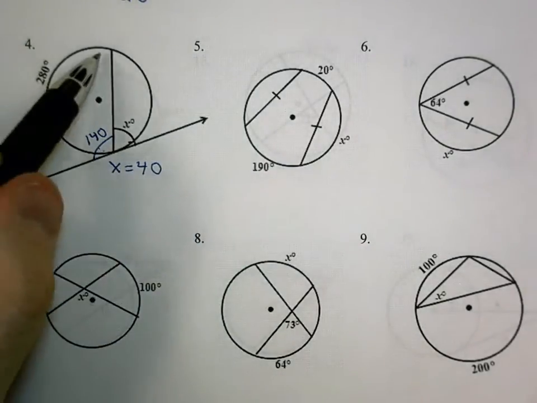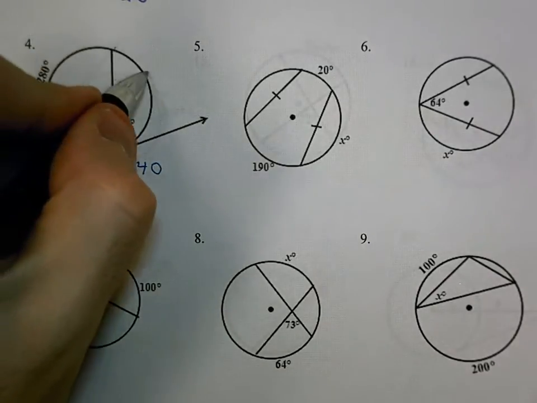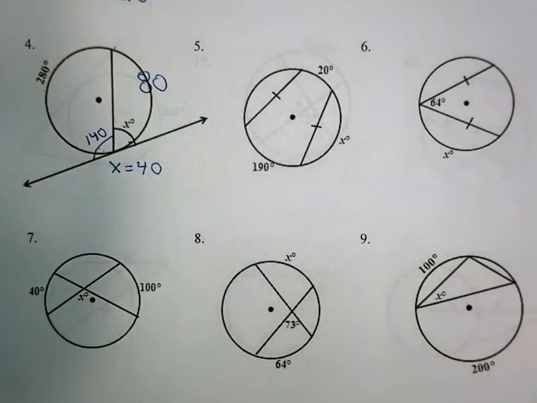Or I could have taken this 280, subtracted it from 360, and found that this arc would have been 80 degrees, taken half, and gotten 40. Either one would have gotten you there.